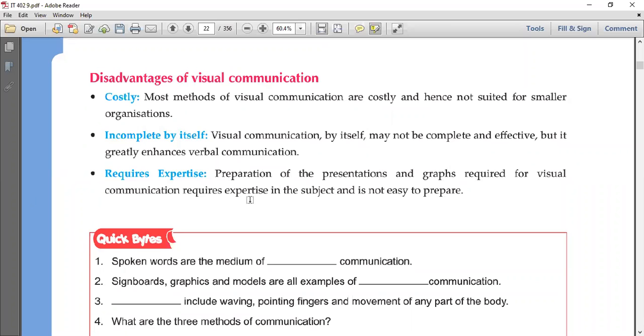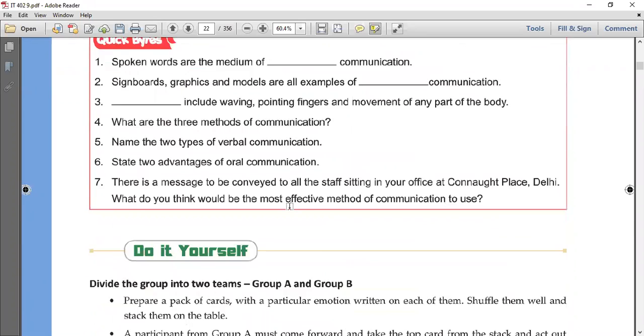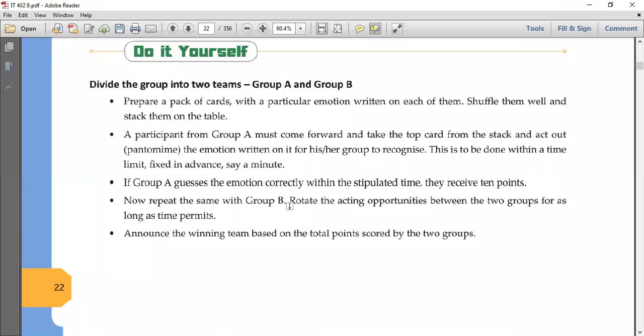And moreover, it requires expertise. Like if you want to give a presentation, you should know how to create a presentation in PowerPoint. You should know how to do it. You should know how to create graphs, right? You have to go through the subject. You have to learn the things, right? And sometimes it is not easy for a normal person to prepare such things. तो ये तो हो गया कम्युनिकेशन के टाइप्स.